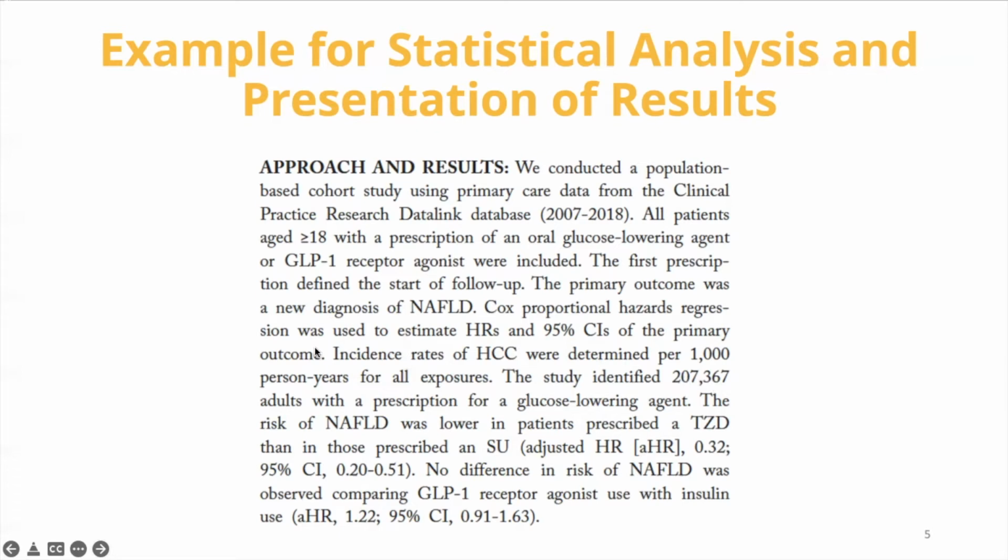The study identified 207,367 adults with a prescription for a glucose lowering agent. The risk of liver disease they found was lower in patients prescribed a TZD than those prescribed an SU, and they drew this conclusion based on calculating an adjusted hazard ratio of 0.32 with a confidence interval of 0.2 to 0.51, and I'll talk about adjusted hazard ratios later on. So those are the main results of the study.